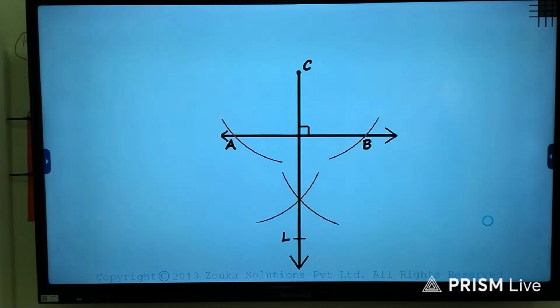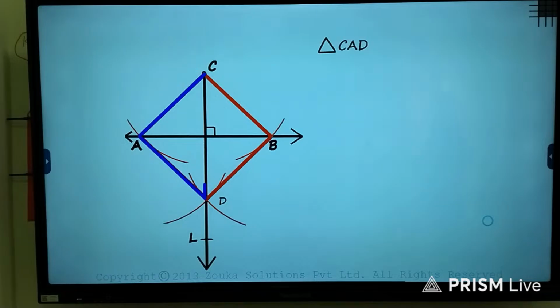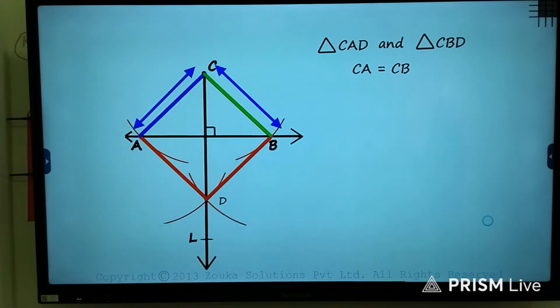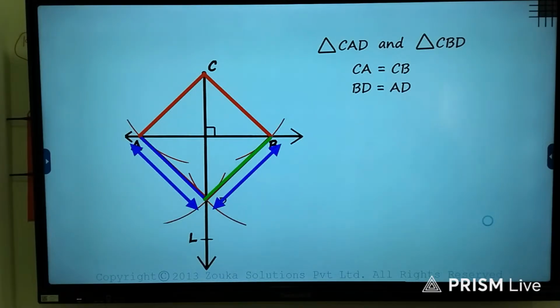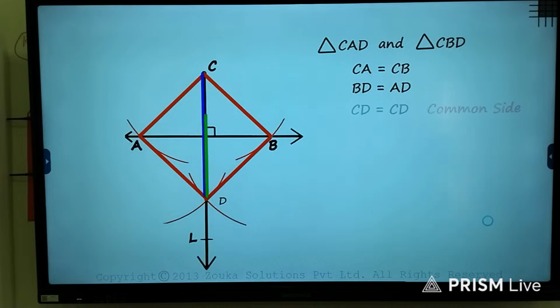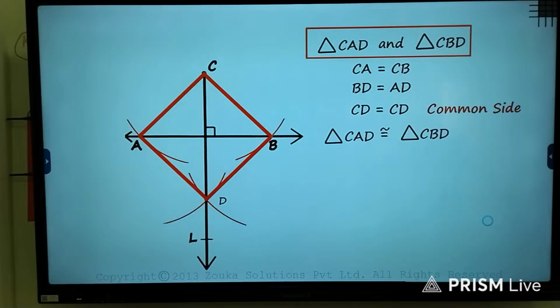But why did we say that? Say the two arcs intersect at point D. We join CA and CB and DA and DB. Now look at triangle CAB and triangle CBD. CA is congruent to CB, as the compass width was the same, and CD is the common side to both the triangles. Both the triangles are congruent by the triple S congruence condition.